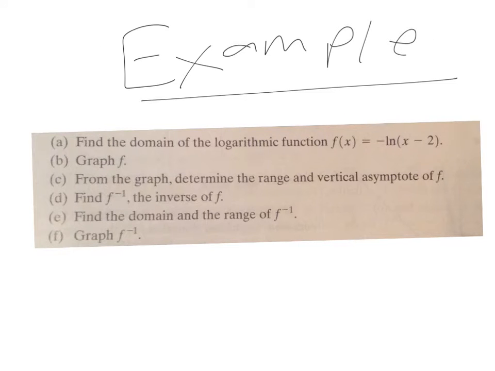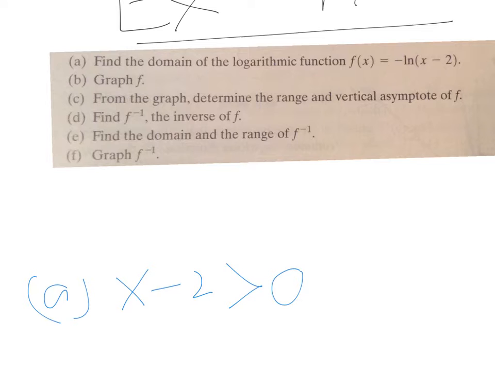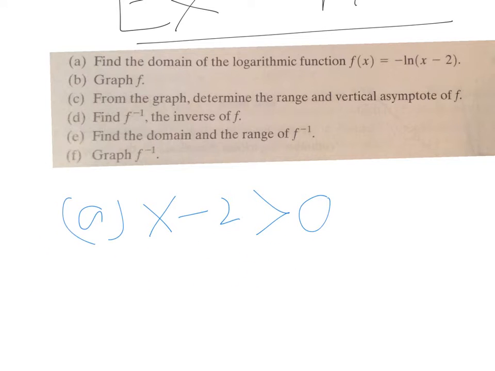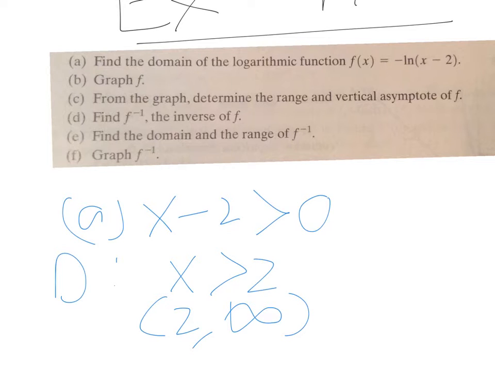Alright, so here's a 6-part example. Find the domain of our logarithmic function f of x equals negative ln of x minus 2. Alright, so for part A, you have to take the input and find out where it's positive, because remember the input can never be less than or equal to 0. That means the domain would be all x values greater than 2. Or if you want to write it as an interval notation, it'd be the interval from 2 to infinity.